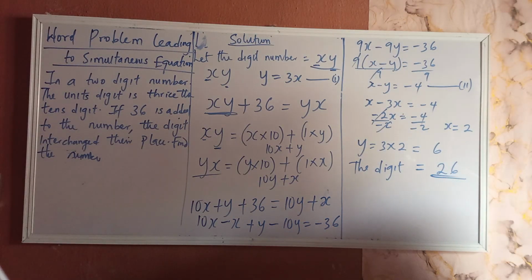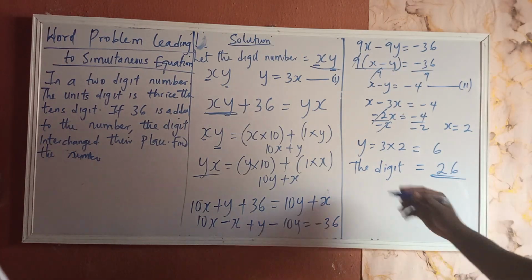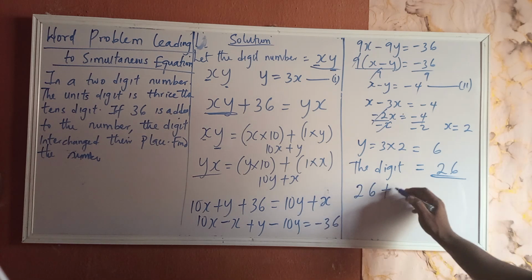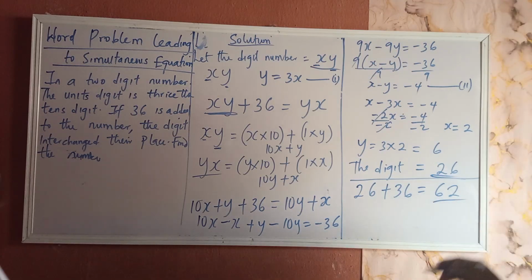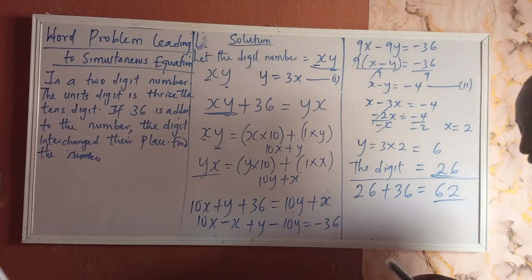So let's quickly check. If you add 36 to 26, it gives you 62. And you know that when you interchange 26, you have 62. That's a check.